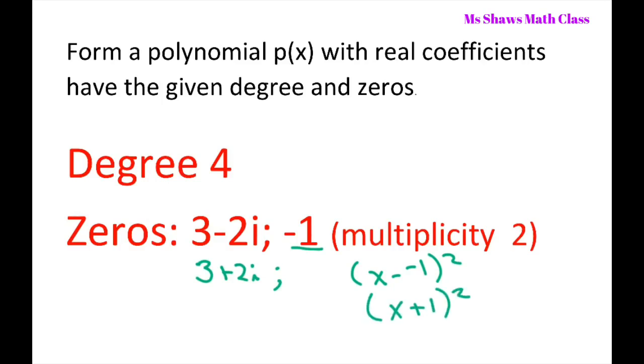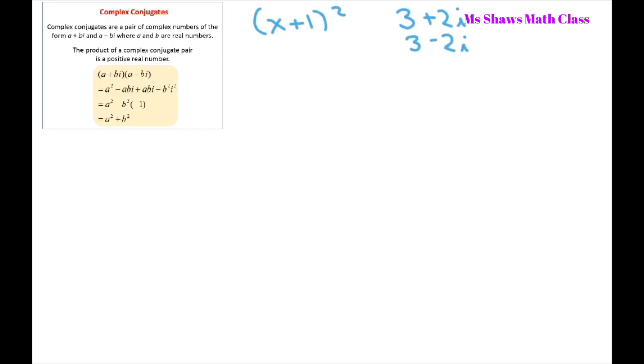We're also going to use the associative principle in mathematics for real numbers, which states that a plus the quantity of b plus c equals the quantity of a plus b plus c. Alright, so we'll get started and form our polynomial.